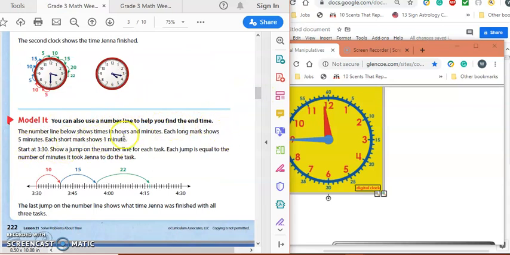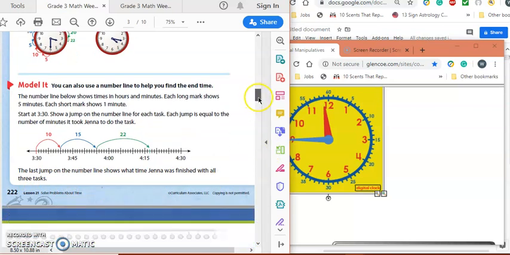You can also use a number line to help you find the end time. The number line below shows times in hours and in minutes. Each long mark shows 5 minutes and each short mark shows 1 minute. So we're going to start at 3:30 and then show a jump on the number line for each task. Each jump is equal to the number of minutes it took Jenna to do the task. It took her 10 minutes to do task 1, 15 for task 2, and then 22 minutes for the last one. And that brings us to 4:17. So the last jump on the number line shows what time Jenna was finished with all 3 tasks. So she finished at 4:17.